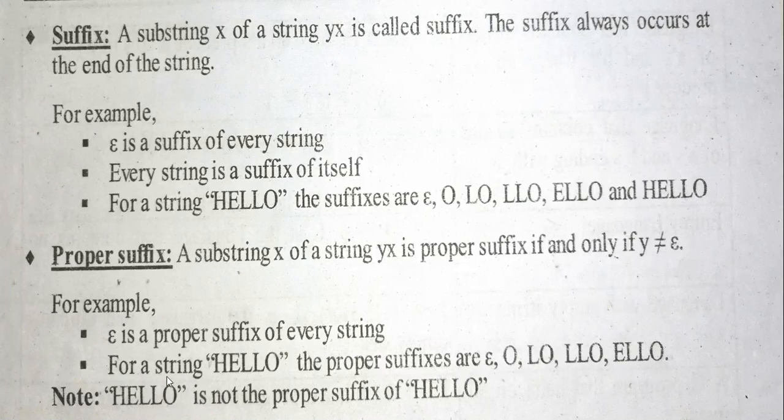So for a string hello, the proper suffixes begin with epsilon, then O, then LO, then LLO, then ELLO. H should be considered as Y at last. It should not be considered as Y equal to epsilon. If that happens, we are violating the condition of proper suffix. Fine. So these are a few terms under the string concept.